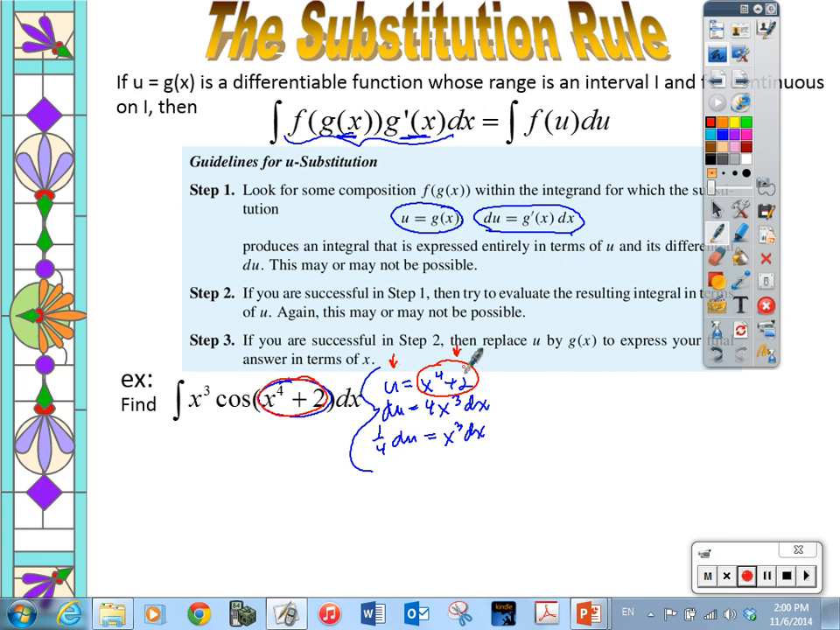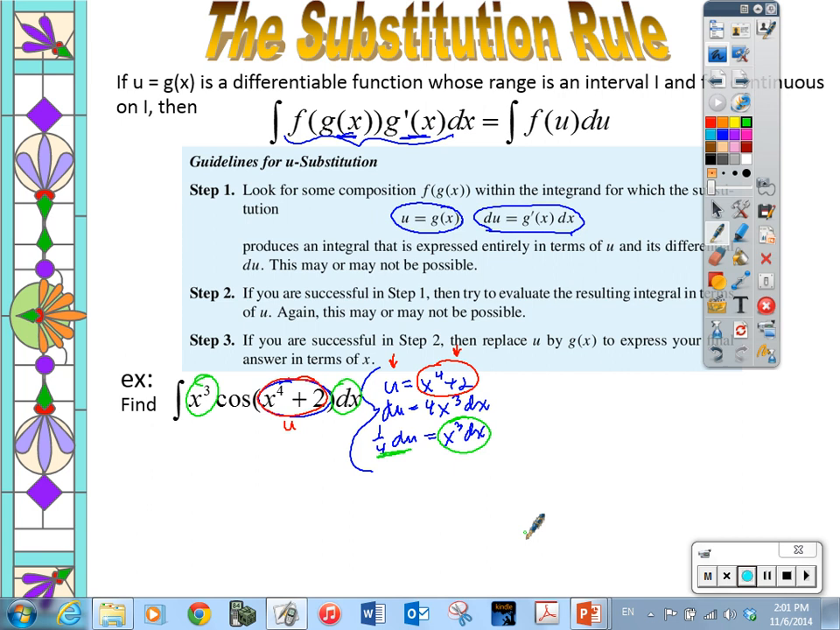So here, I know that's coming out, and it's going to be replaced with a u. Then we have this piece right here, x cubed dx, the x cubed and the dx. It's coming out, and it's going to be replaced with 1/4 du. Now, do I have anything left in my integrand that has x's with it? No, I have taken care of all of them, and we have to.